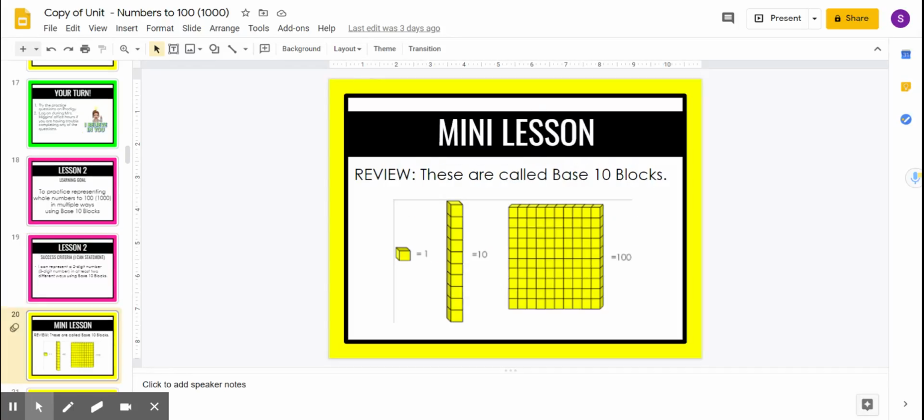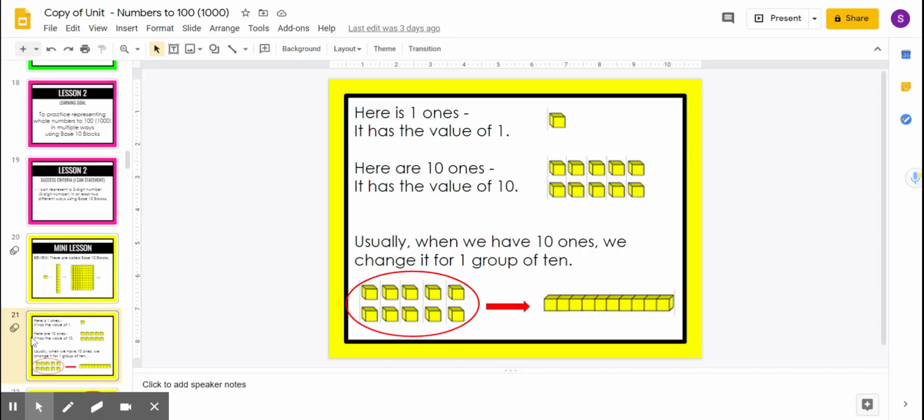So just a review from our last lesson, these are base 10 blocks and we can use these to represent numbers. So we have our ones and it's represented by 1 cube. And we have our 10, which is represented by 10 of them linked together, sometimes called a rod. And then you'll see this one is worth 100. And if you look closely, it's actually 10 rods put together because 10 times 10 is 100.